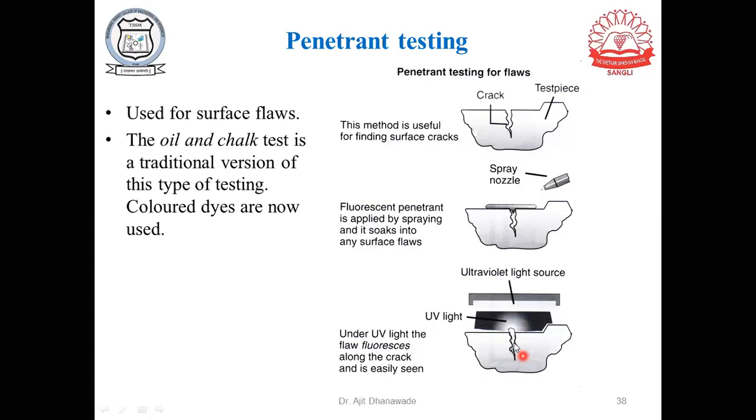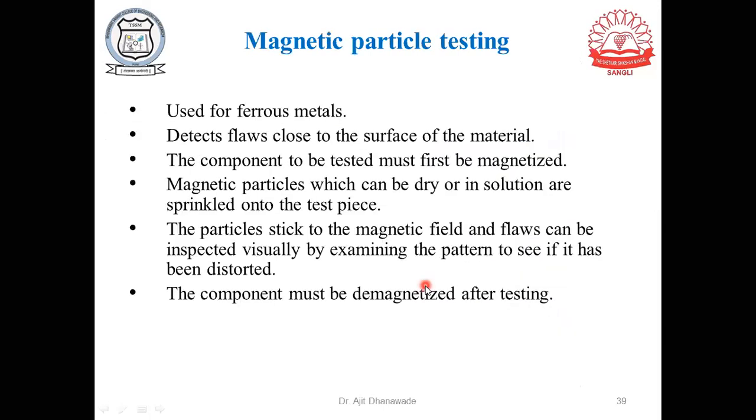So this is for surface testing only. You cannot check any internal crack by using the dye penetrant test. This is the biggest disadvantage, because in the earlier tests, in the case of ultrasonic testing or even X-ray testing, you can check internal cracks also, that means cracks in the interior of the component. In the case of the dye penetrant test, you cannot check the internal cracks. You can check only surface cracks or surface flaws by using the dye penetrant test.